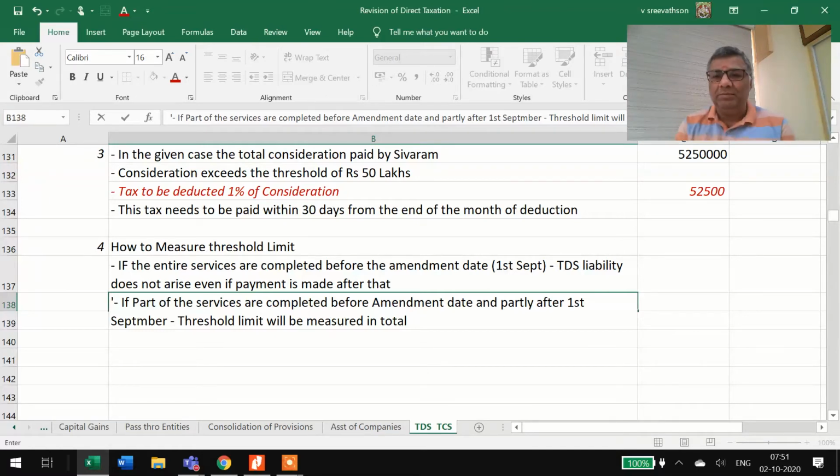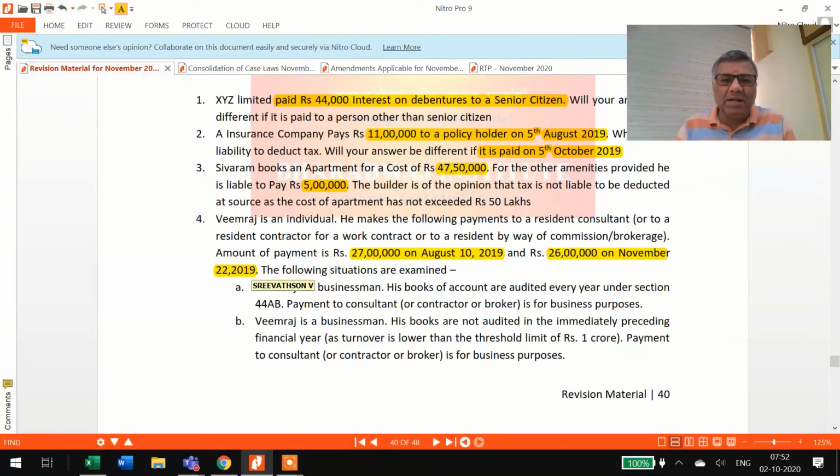The provision is applicable at the time of making the last payment, which is after the date of amendment. If everything is over before the date of amendment, forget it. But after the amendment, my dear friends, if I am making any payment and in total the consideration has exceeded, I am liable to deduct tax at source. At 5%, I am liable to deduct tax at source. Remember this and we will answer part wise.